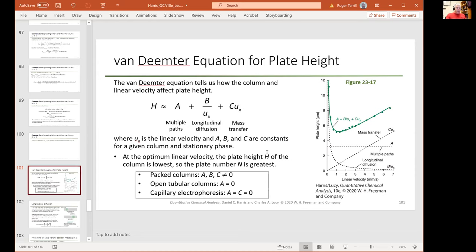It says, what is the plate height? So the plate height is the poorness of the separation, right? So if your plate height is 12, is that better or worse than it being 2?